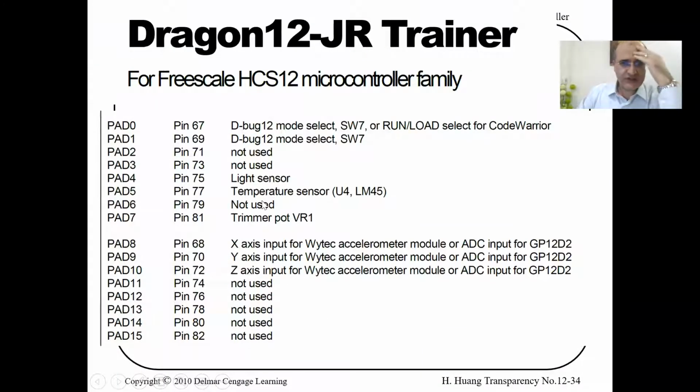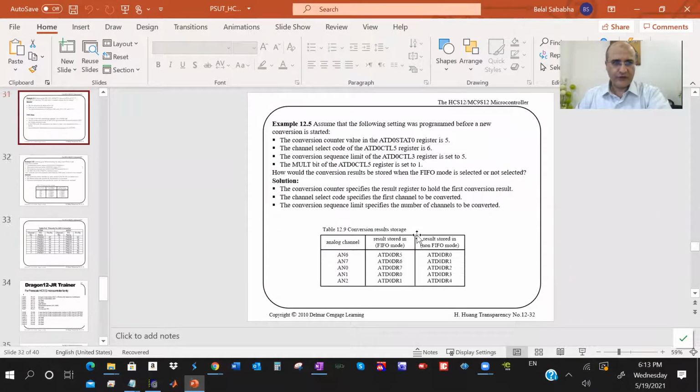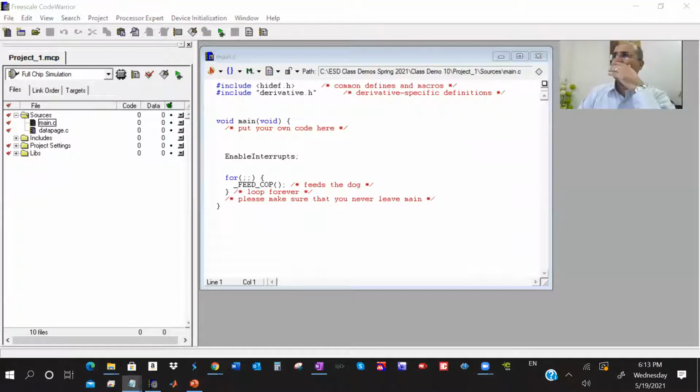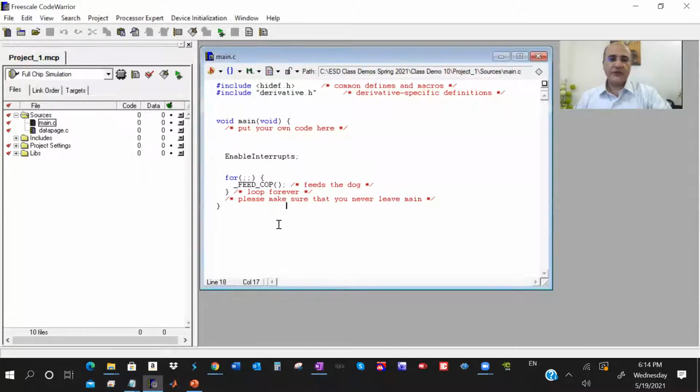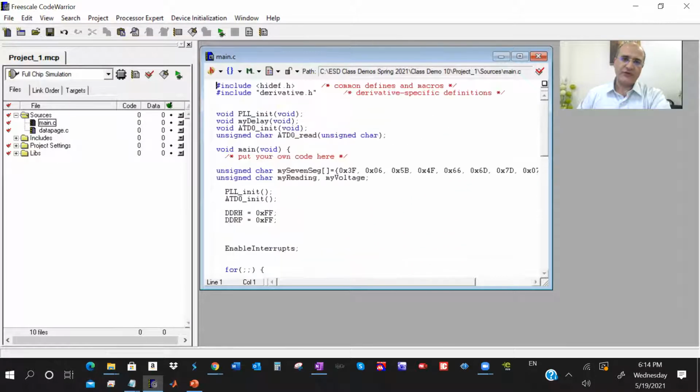So in this example, I'm going to read the light sensor connected to channel 4, and the potentiometer connected to channel 7. Let me go to Code Warrior, and this is the empty project. I'm going to copy my code that I have already and go through it with you. This is some code I already have written before.